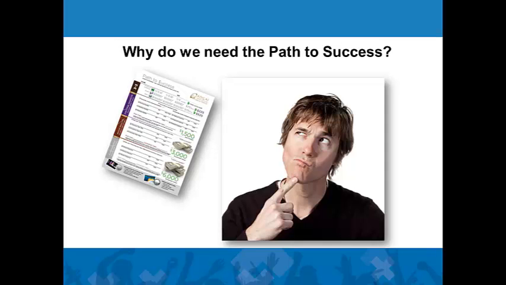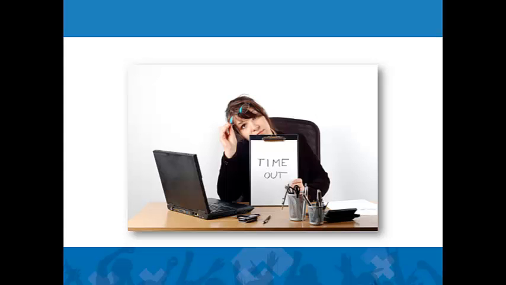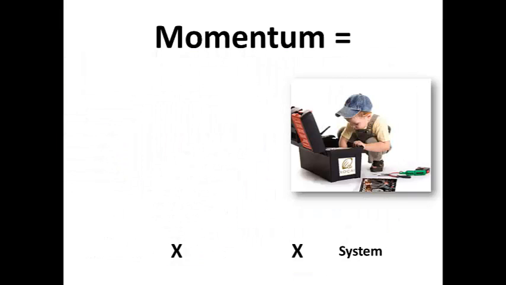Well, why do we need the path to success? Don't we have a compensation plan that we could just explain to people and get them enthusiastic and having a sense of urgency? We just tell them the 8 ways to earn, right? Well, if you've ever done that, you've seen the glazed look come over their eyes. They get overwhelmed and confused. And confused people do nothing. They just freeze. So the sense of enthusiasm and urgency goes right out the window.